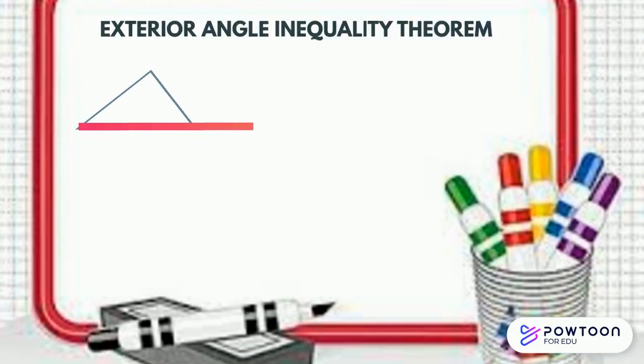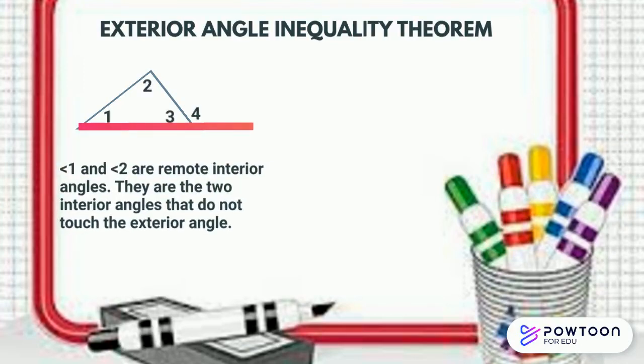Let's take a look with the illustration. Angle 1 and 2 are the remote interior angles. They are the two interior angles that do not touch the exterior angle.